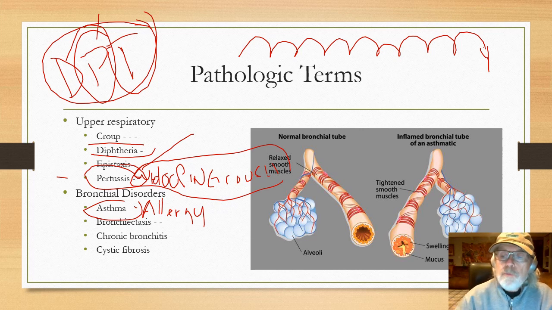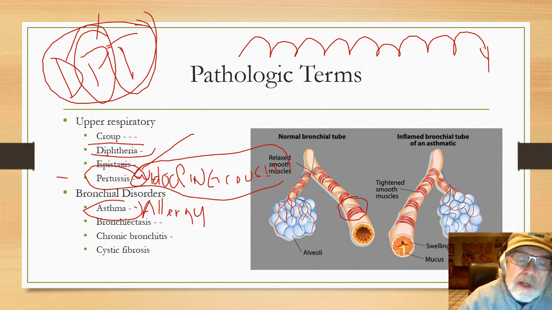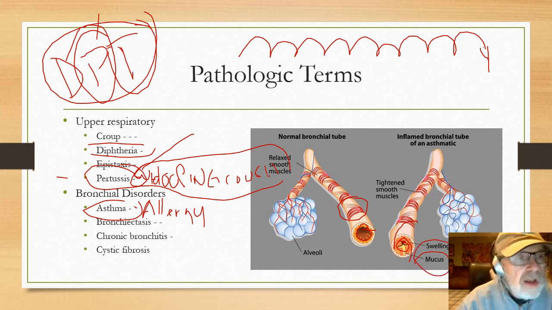What really happens, I'm going to get rid of my picture here for a minute, is that the smaller airways are lined with smooth muscle. For some reason, whether it be allergy, cold, or exercise, it causes those smooth muscles to constrict. It makes the opening of the airway much smaller, as well as causing an inflammation that causes mucus to develop inside there.